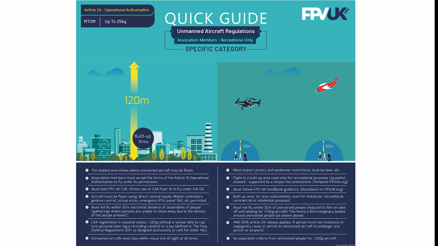Just one final thing to mention, 120 metres, same as all the other rules, you must not fly above 120 metres, 400 feet. There is a little exception to that for fixed wing aircraft, which you'll find in the Article 16 operational authorisation document. Yeah, I hope that was useful.